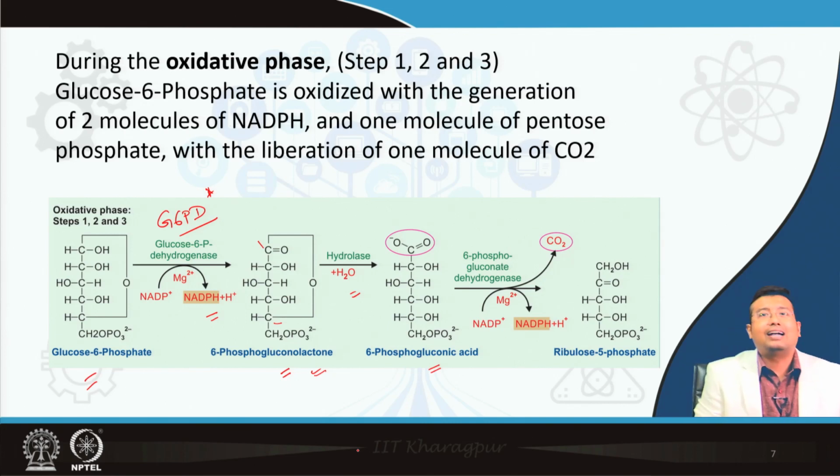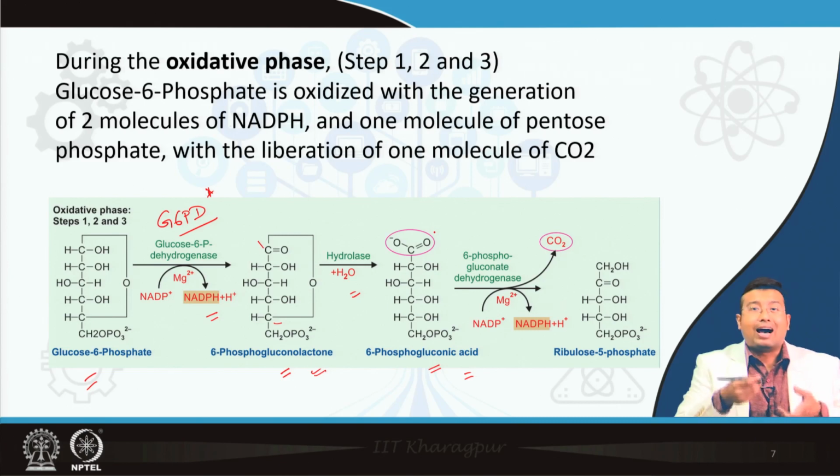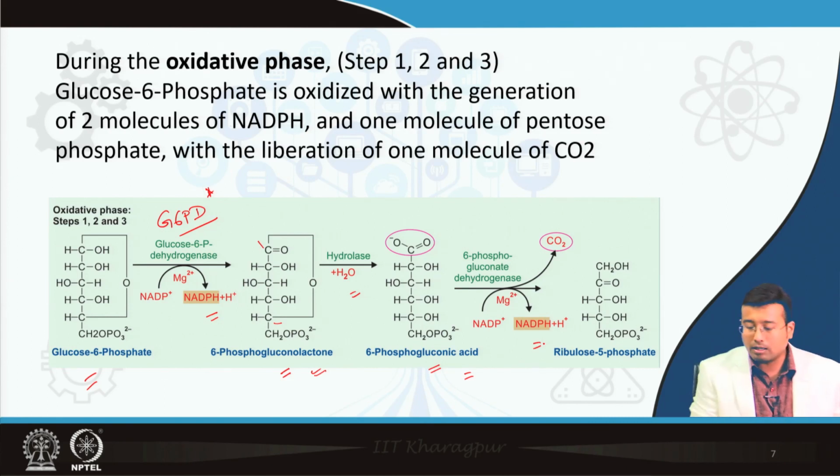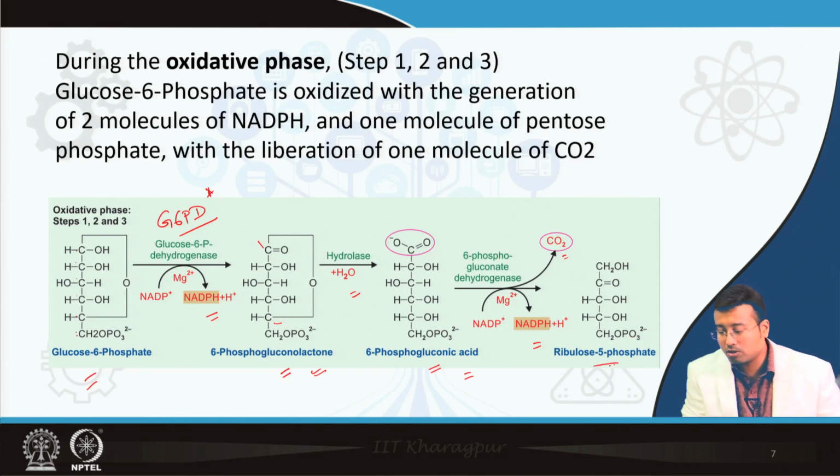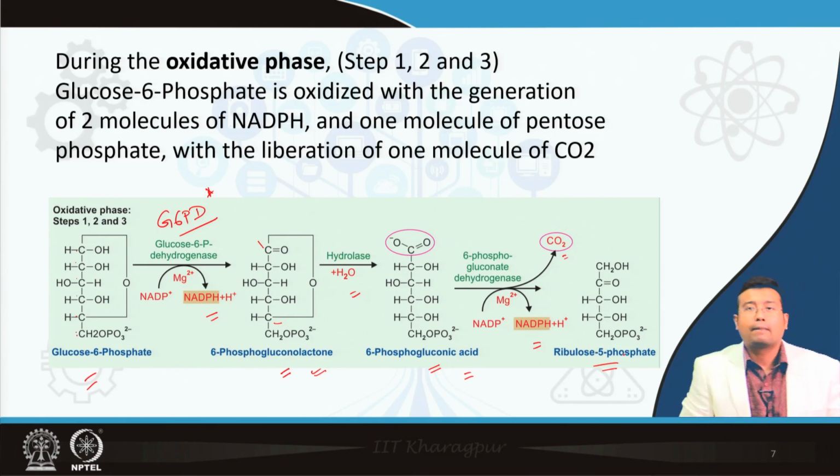So, next what happens? A dehydrogenase enzyme acts on 6-phosphogluconic acid. One molecule of carbon dioxide is lost, NADP plus is reduced to NADPH plus H plus, and ultimately since one carbon atom is lost, this 6 carbons, so you can see 1, 2, 3, 4, 5, 6. So, glucose is a 6 carbon compound, and it gets converted to a 5 carbon compound. The hexose is getting converted to a pentose. So, ribulose 5 phosphate is an example of a pentose sugar. So, NADPH and pentose both we have got.